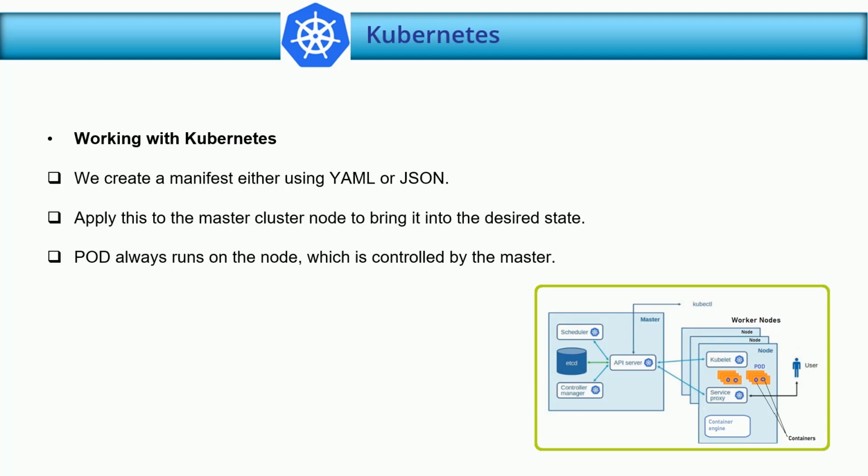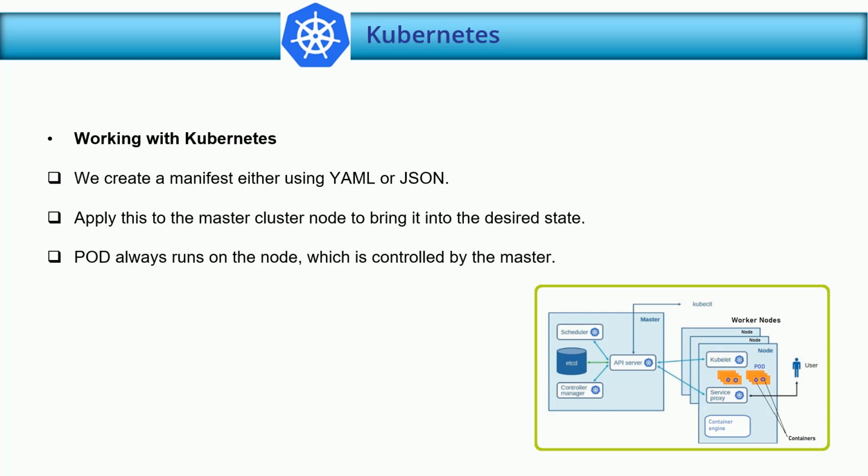The very first thing, when a user wants to interact with your Kubernetes cluster, they have to first create a manifest using either YAML or JSON language. Suppose I want to create 5 containers in my Kubernetes cluster. You have to write code for that. You can use either YAML or JSON for the creation of the code, and that written code is known as a manifest.